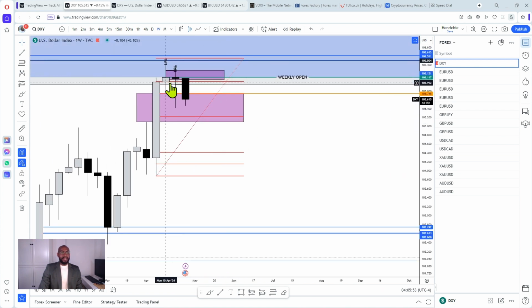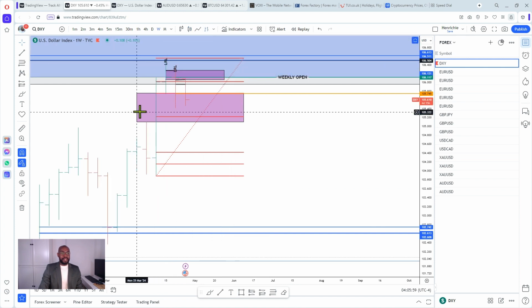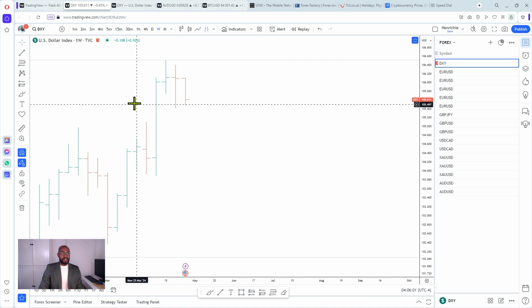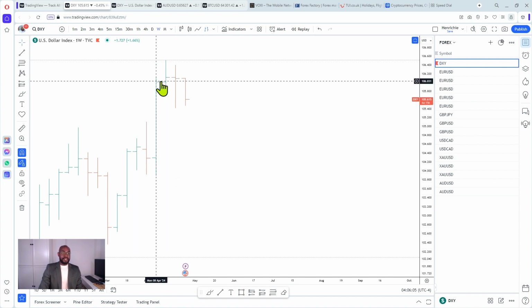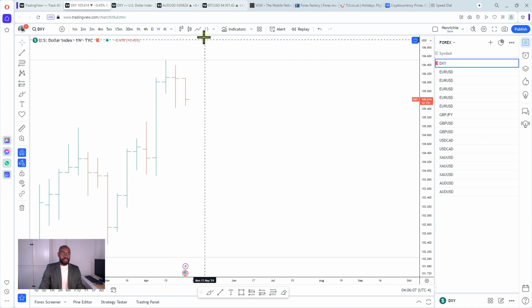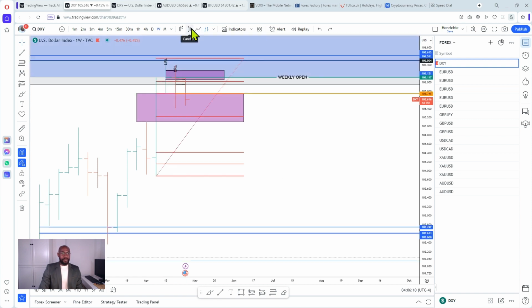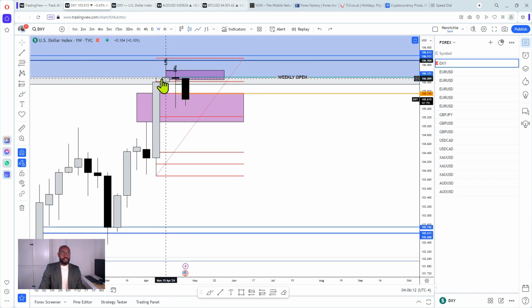So now on the weekly, this candle mitigated the gap, and the open of this candle right here, you can find the open using this. The close of the candle, this is the open, this is the close. So my interest is the close of the candle. I'm going to correct this.